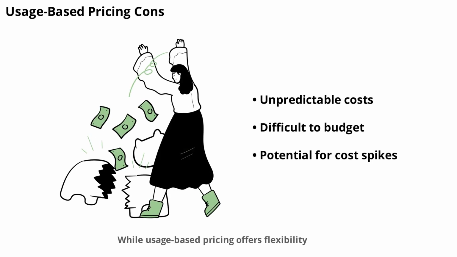While usage-based pricing offers flexibility, it can make budgeting more challenging. Costs can spike unexpectedly during busy periods, which may catch some businesses off guard. If your warehouse experiences rapid growth or sudden surges in activity, your software expenses could increase quickly. This unpredictability can be a concern for companies that need stable, predictable budgets. It's important to weigh these risks against the benefits of only paying for what you use.